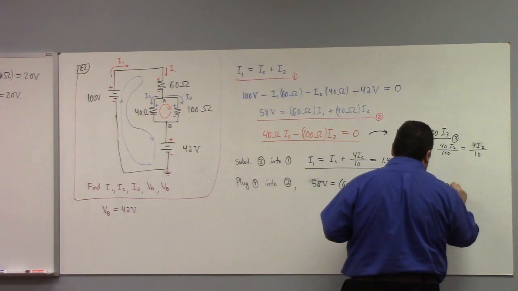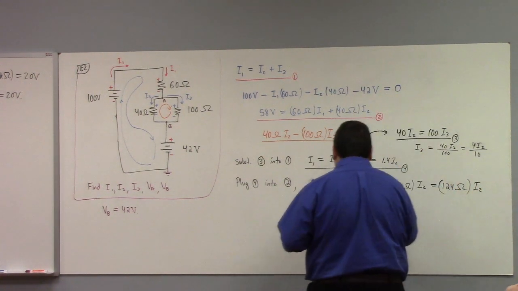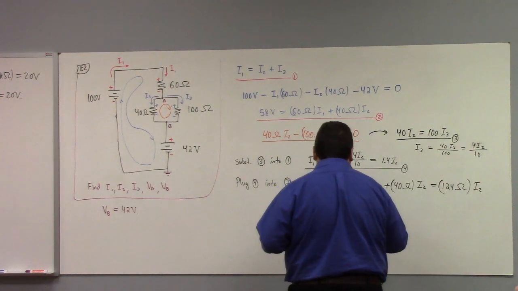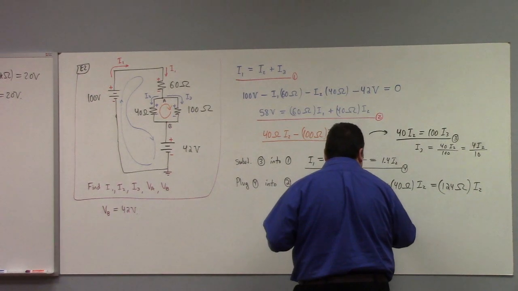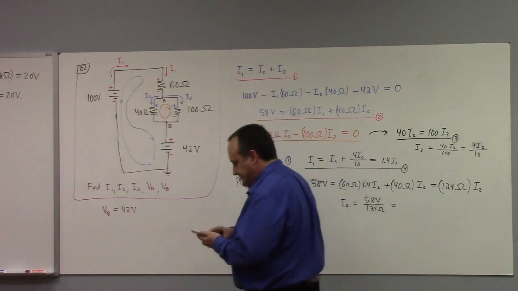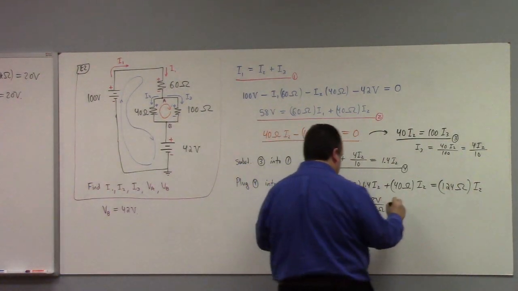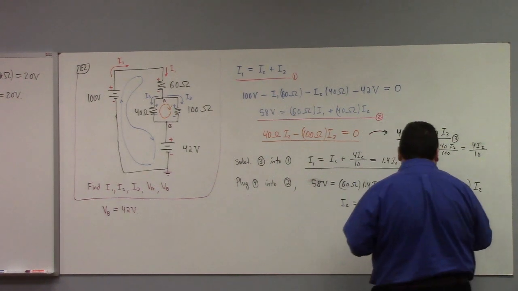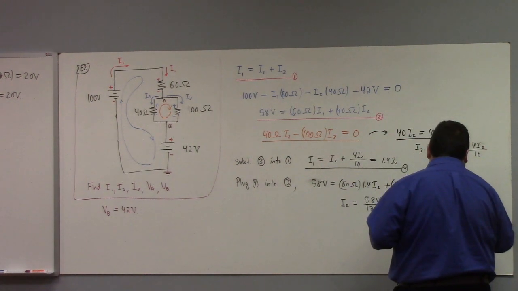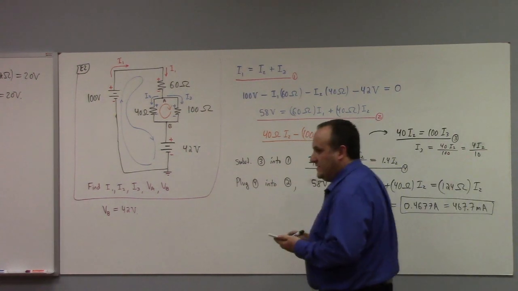So here we have 124 ohms times I2. Apparently I2 should be equal to 58 volts divided by 124 ohms, which is about 0.4677 amps, or if you like, 467.7 milliamps. All right, so there's my I2.